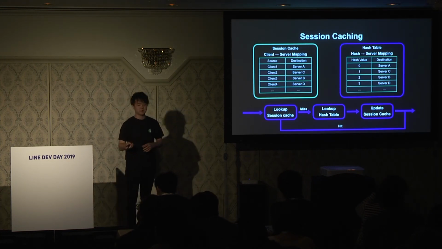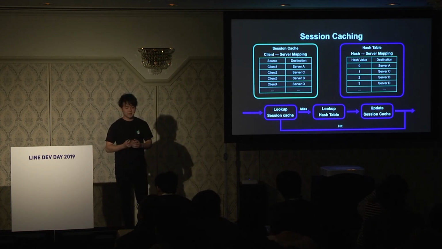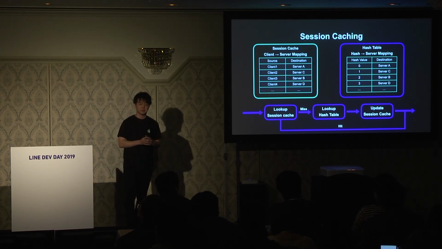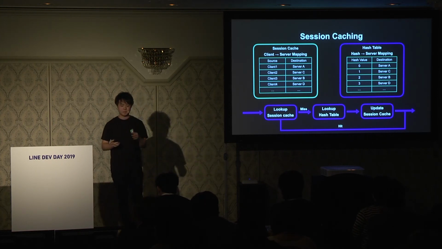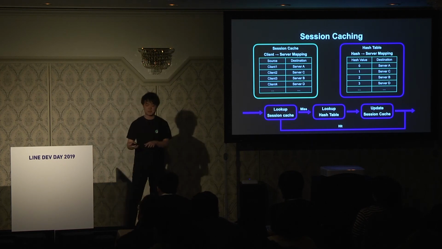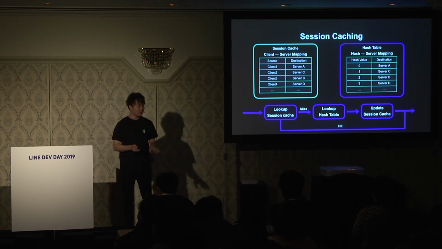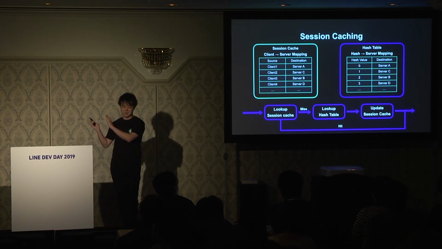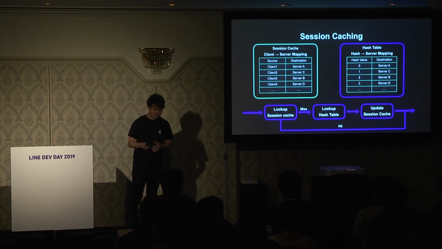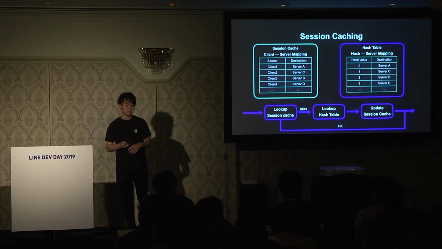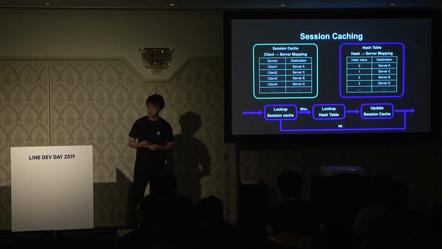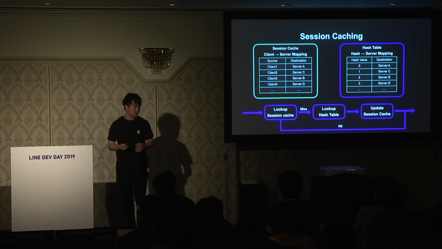The solution we had is a session caching methodology. It is a methodology to store the destination obtained from the hash in a cache, called the session cache. The load balancer first searches the session cache. If it has a cache hit, it transfers the packet to that destination. If it misses the cache, it decides the destination server from the hash list. So how do we solve this problem of the stateless load balancer?